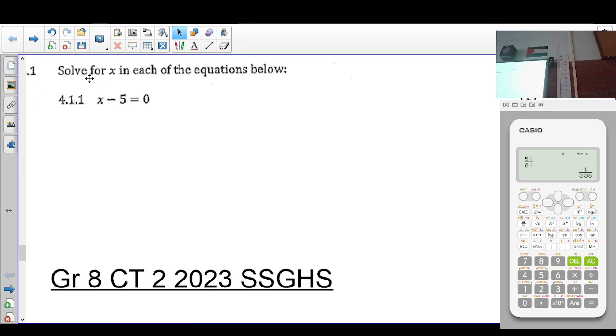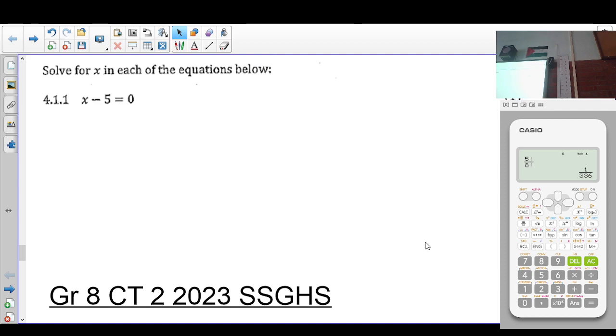Did you get question 4? It says solve for x. So the first one was simple. I take it over the equal sign. X is equal to 5.